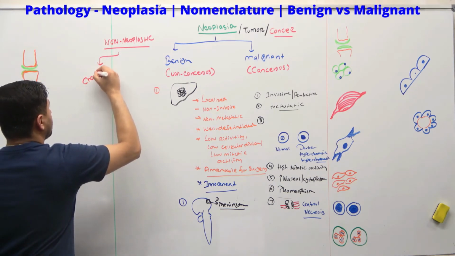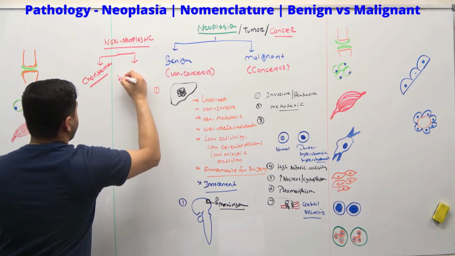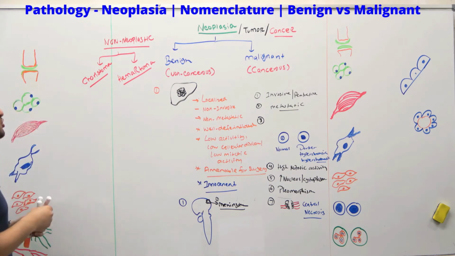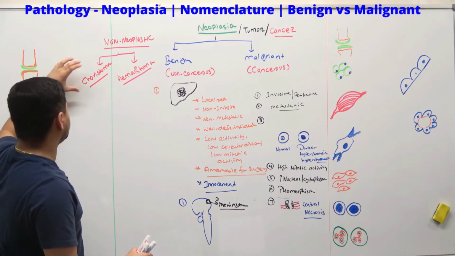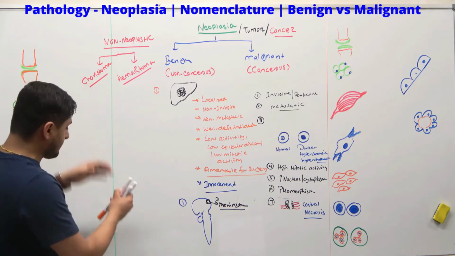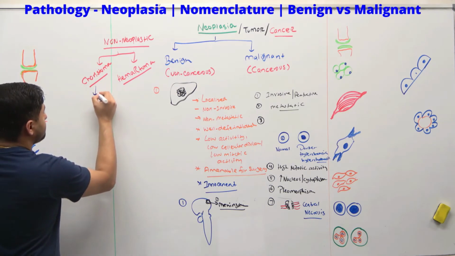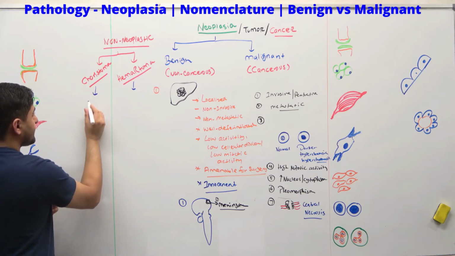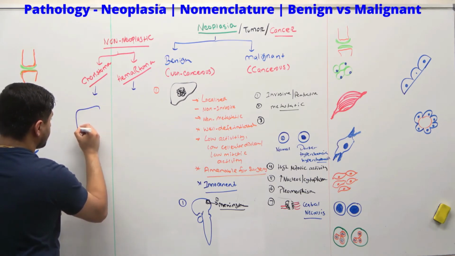One is called, let's just say, choristoma, okay? And the other one is called hamartoma. These two non-neoplastic conditions are something you have to remember. What do choristoma and hamartoma mean? What is the difference between them? Choristoma basically means that, let's make an example.